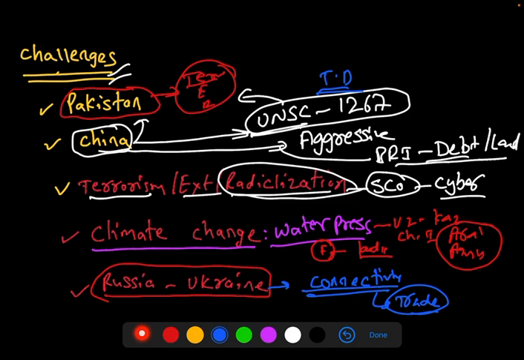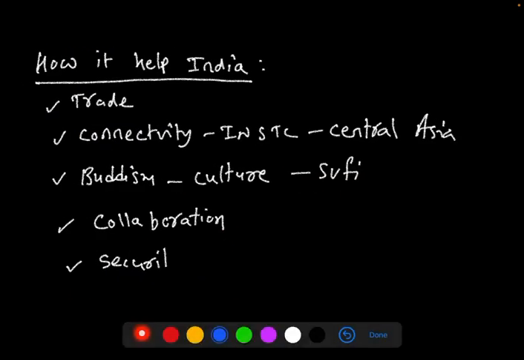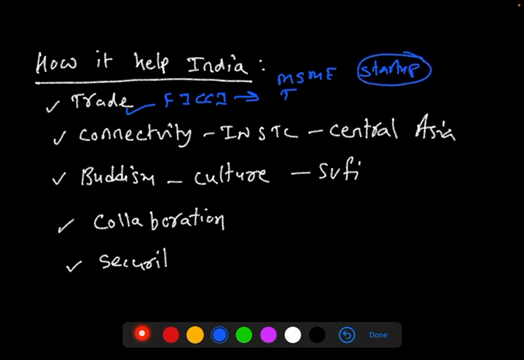But how can it help India? So the most important thing is it can help in expanding trade. For example, FICCI suggested that SCO could be a powerful player in boosting India's trade, particularly with respect to India's MSMEs and also tourism. Further, it can be a venue for startup cooperation. You should remember that India is the head of the SCO startup working group. Further, it can also expand the connectivity.